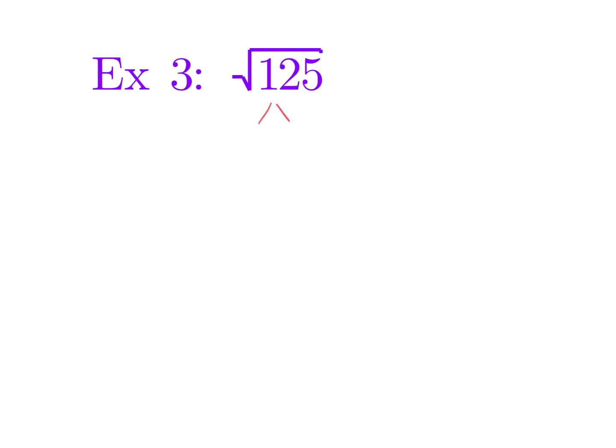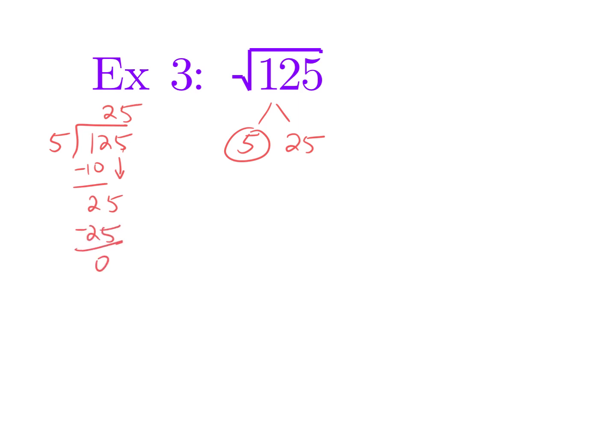So what goes into 125? 5. How many times? Remember, you come over here: 125 divided by 5. 5 goes into 12 2 times. Subtract it out, get 2, and then bring your 5 down. 5 goes into 25 5 times. Okay, so 25. Then 5 will go in it again with another 5. So basically, we've got 3 5s that need to go under the radical. 5 times 5 times 5.